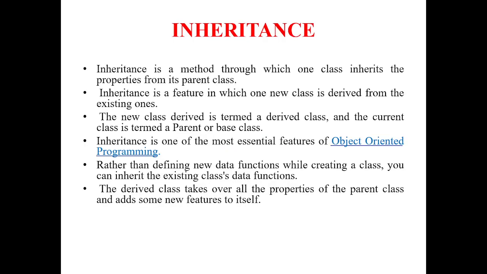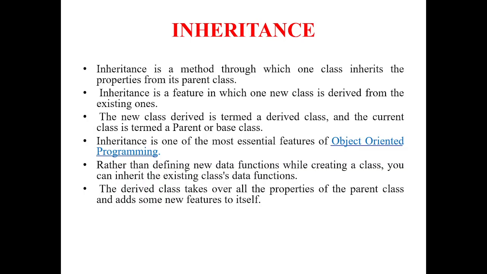Inheritance. Inheritance is a method through which one class inherits the properties from its parent class. Inheritance is a feature in which one new class is derived from the existing ones. The new class derived is termed a derived class, and the current class is termed the parent or base class. Inheritance is one of the most essential features of OOPS.